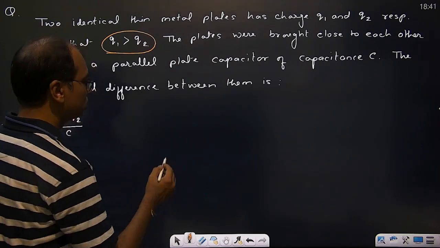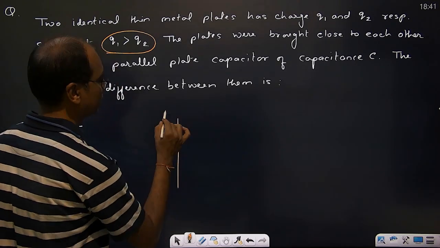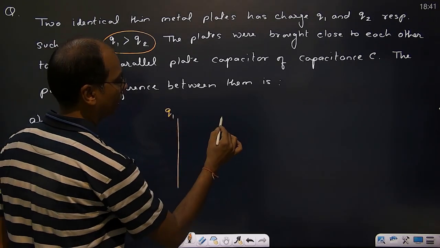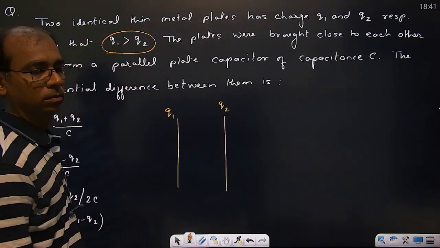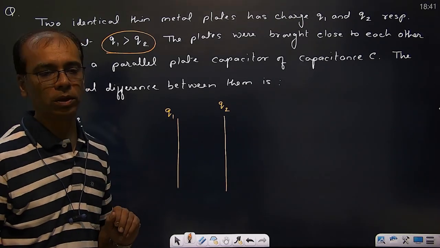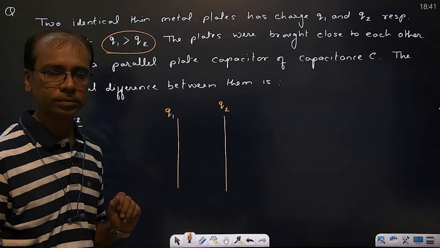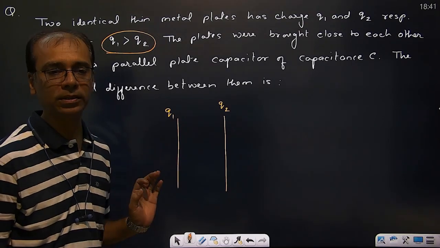Okay, so this is one plate. You are saying the charge on this one is Q1 and this is another plate. The charge on this is Q2. Q1 is greater than Q2, given. What is going to happen? He says you are making a capacitor out of this.